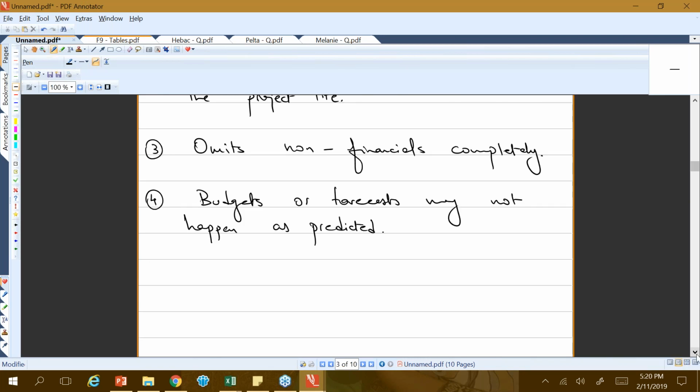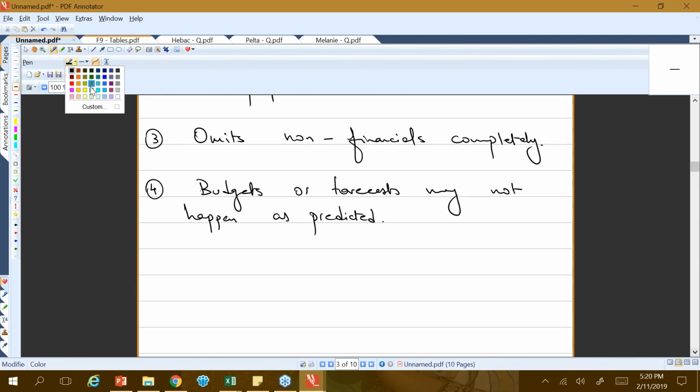So the memory aid here for the disadvantages is PROD. P is that the projected discount rates may be wrong. R is that the rates such as tax, inflation, growth may be wrong or may not remain as predicted. O is it omits non-financials. And D is that the budgets or the forecast may not be right, which means our NPV analysis will change.